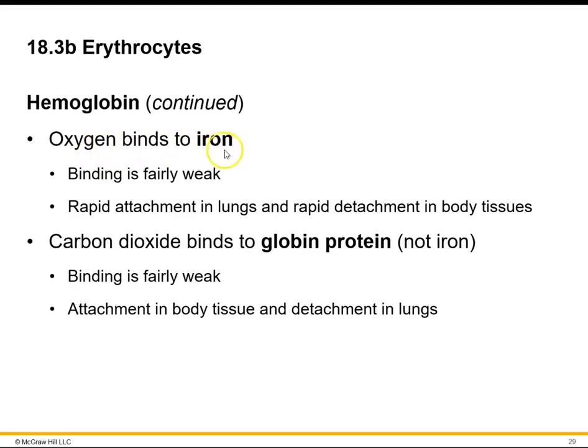Okay, we said oxygen is going to bind to iron. Now the binding is relatively weak, and this is important because you want hemoglobin to give off its oxygen, release its oxygen when it gets to the tissues. So since this bond is weak, that can happen. Carbon dioxide is going to bind to the globin protein, not to the iron ion itself. And again, you're going to see binding is relatively weak, so this is going to allow for that carbon dioxide to detach in the lungs.